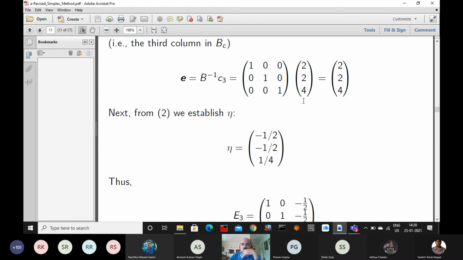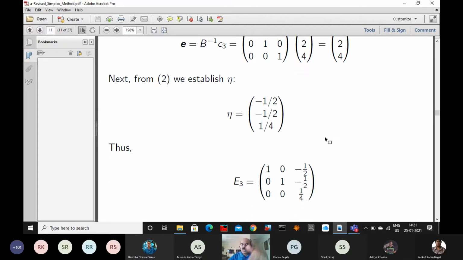Now C3, 2 to 4. As a result, ultimately 2 to 4. Now what is eta? Because it is with respect to the third column, so the third element is pivoting. So 4 becomes 1 by 4, and you divide with the minus sign: 2 by 4 with a minus sign, minus half.